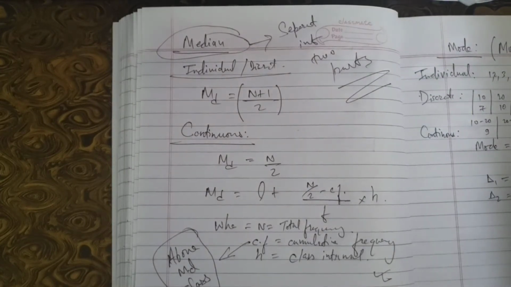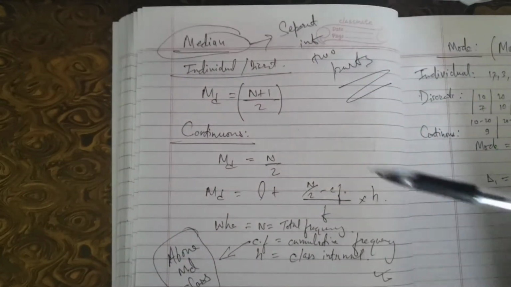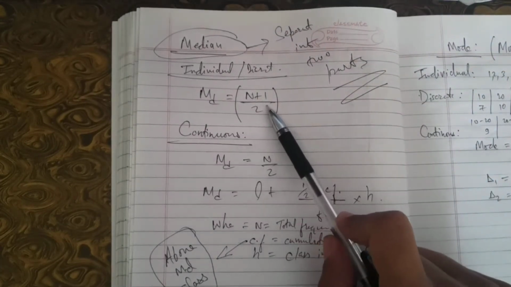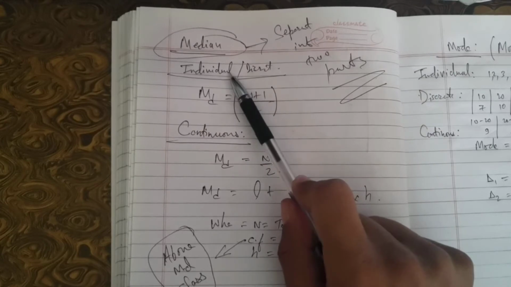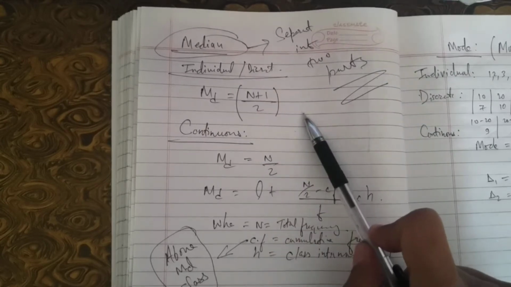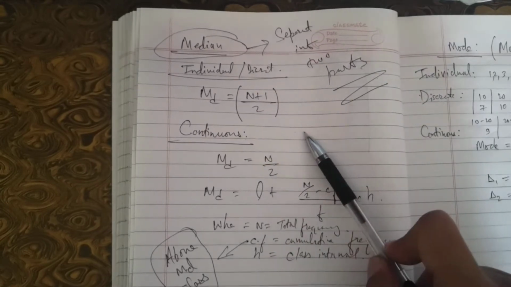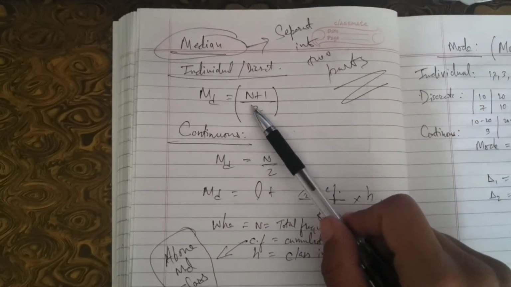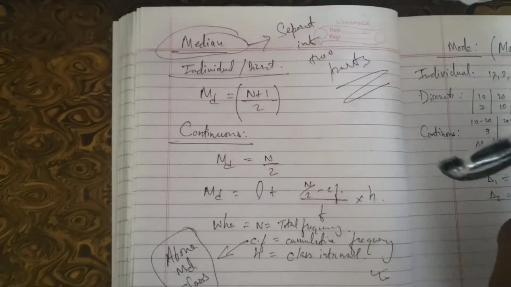Okay, so in case of individual and discrete, the formula that we basically use is Md equals (n plus 1) by 2. In case of individual, your n will be the summation of your number of x, right, the number of observations. And in case of discrete, it will be the frequency, right?